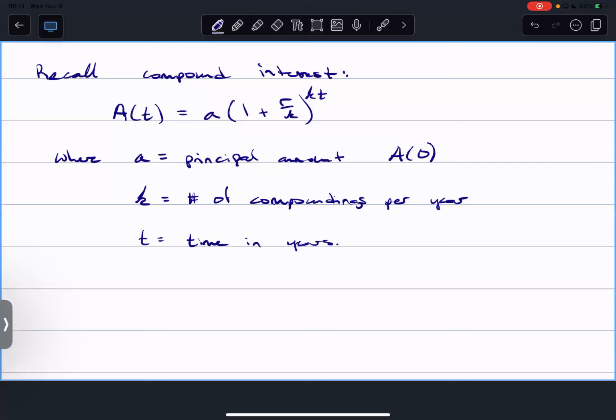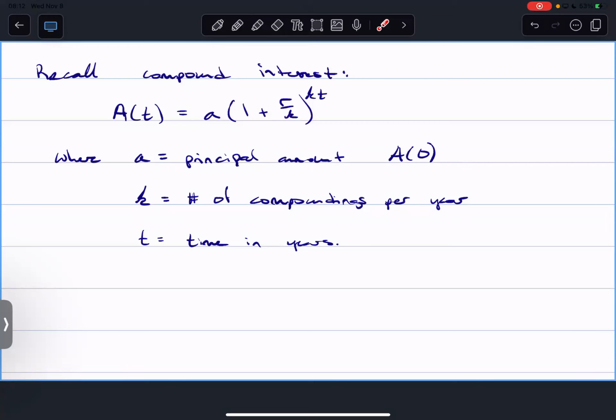So what we want to talk about today is what happens with continuous compounding, right? And so we can look at yearly compoundings, that's pretty boring, right? That's one time per year. So if k is 1, then you're compounding annually, right?